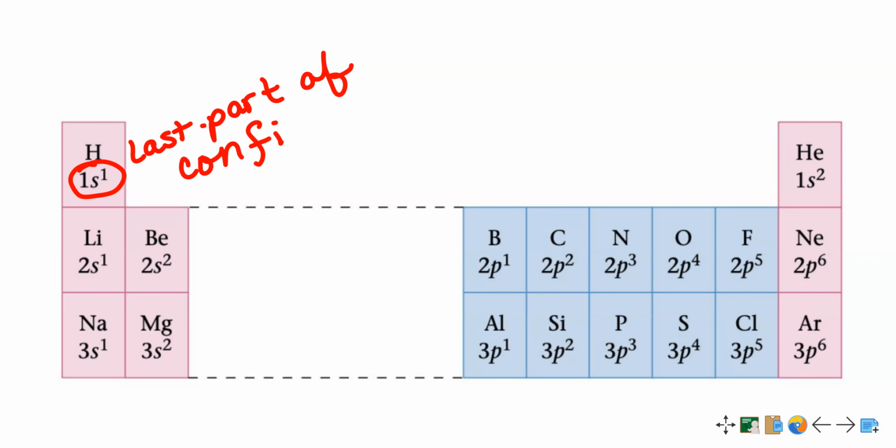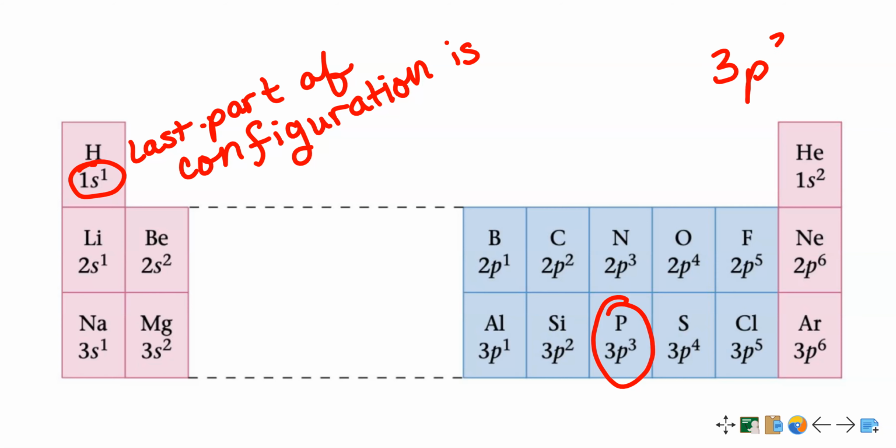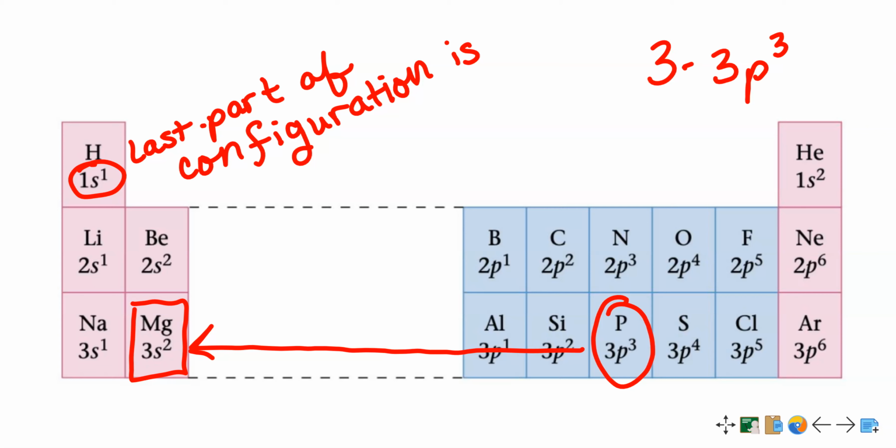What the last part of the configuration is. So let's say I want to know the configuration for phosphorus. I know that it's going to end in 3p3. So I trace backwards, and here's the last full one. 3s2 was the last full one, so I include that. 3s2.